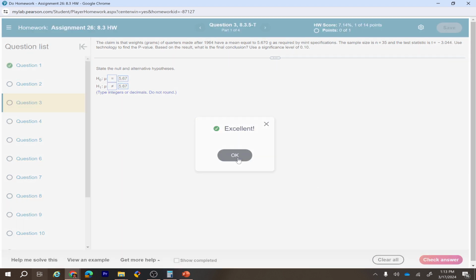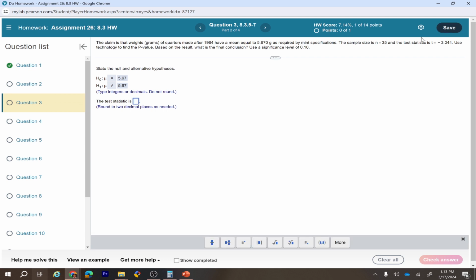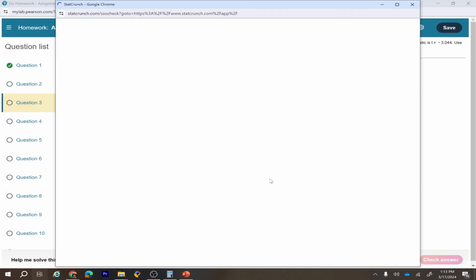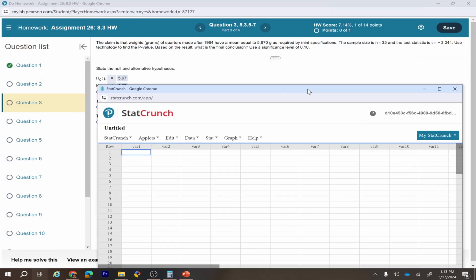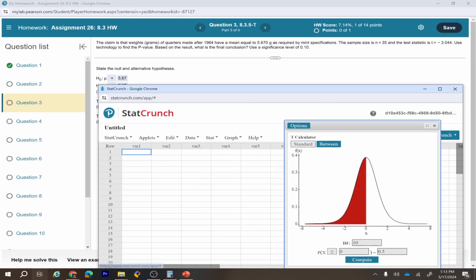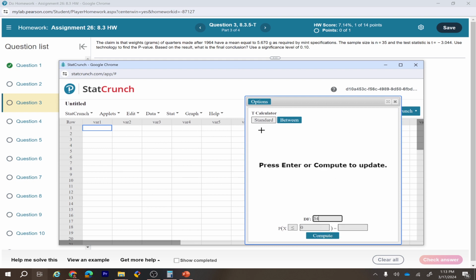Alternative hypothesis. What is the test statistic? The test statistic is already given, negative 3. If you round it to 2 decimal places, it's negative 3.04. And then if you want to find the p-value, you can use StatCrunch. Go to Stat, then Calculators, and t-stat. Remember, the sample size is 35, so the degrees of freedom is 34, 35 minus 1.